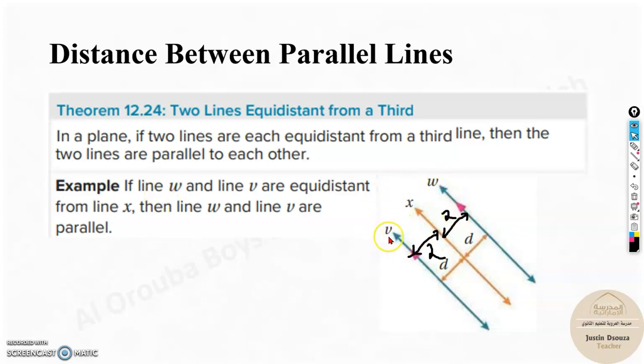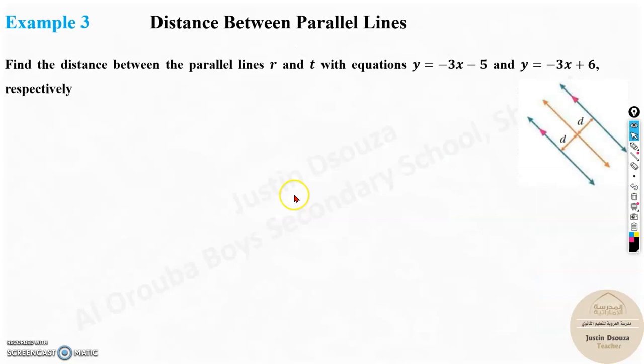Now these are the two lines, right? Over here, if W is equidistant from X and V is equidistant from X, if the distance is the same, then they are parallel. So that is the thing. Now let us see this problem.